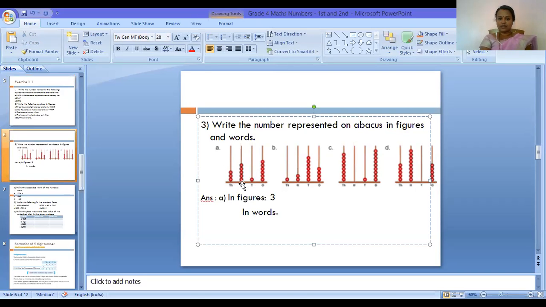In the hundreds place, how many beads? 1, 2, 3, 4, 5. So 5 beads in the hundreds place. In the tens place, we have 1 bead. Finally, in the ones place, we have 1, 2, 3, 4, 5, 6. So finally, we write in words as 3,516. Okay. So similarly, try questions B, C, and D in your notes.